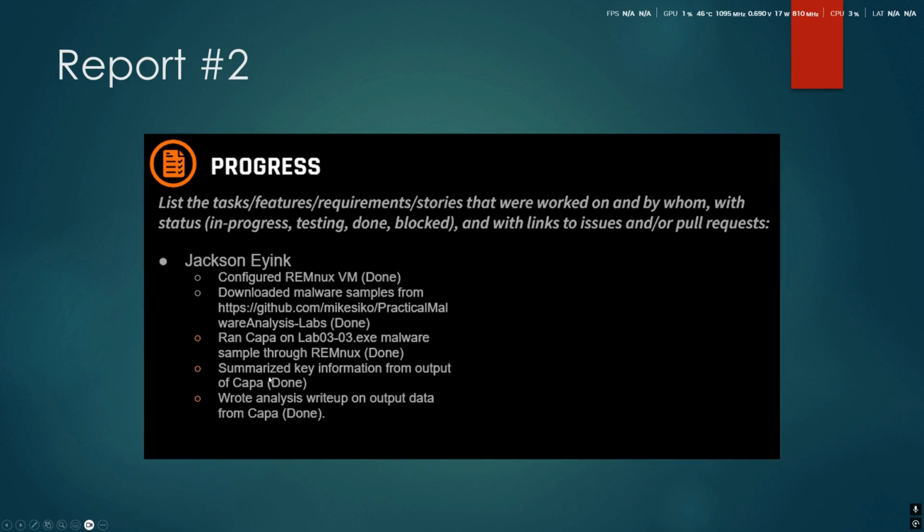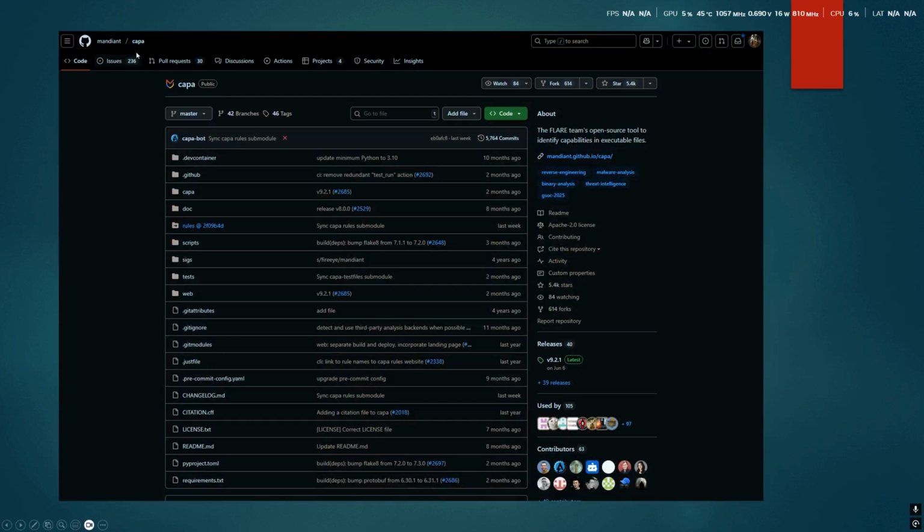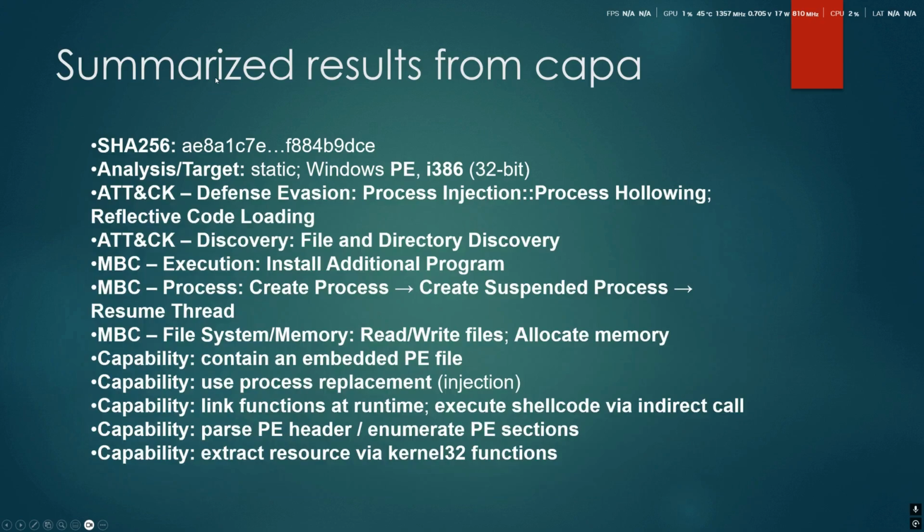Okay, this was the next couple weeks in our progress report number 2, where we started to get into some static analysis. For this specific analysis, I used capa, which is a tool by Mandiant. It's basically an open source reverse engineering or just plain malware analysis tool.